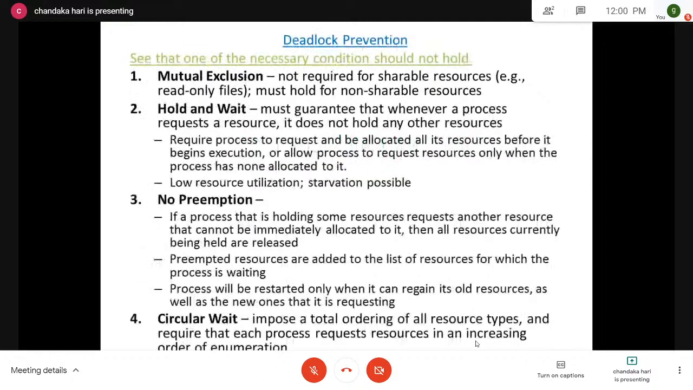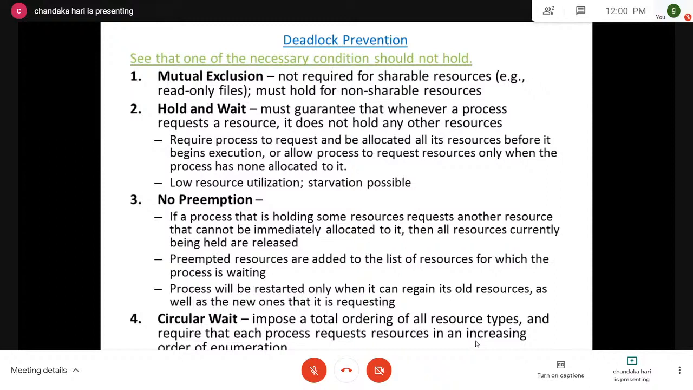Now coming to deadlock prevention. What did I tell in deadlock prevention? What are the necessary conditions which cause a deadlock? You please try to see that those conditions will never occur in the system. So what are the necessary conditions? It is four conditions: mutual exclusion, hold and wait, no preemption, circular wait. These are the four conditions.